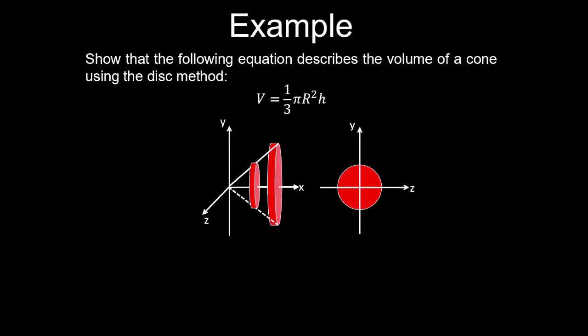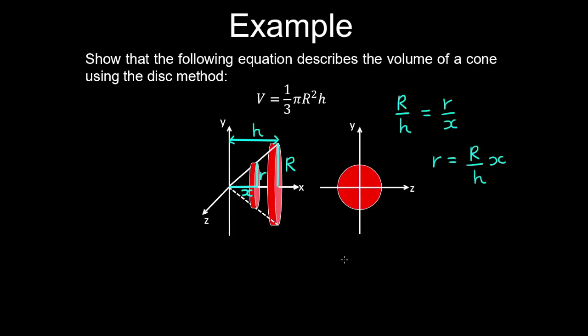Let's show the following equation describes the volume of a cone using the disk method. Well, given the cone has some radius R and some height h, and the radius somewhere along the height is defined as r, which is at some distance x from the apex, then by similar triangles, we can write r on h is equal to r on x. And therefore r can be written as R on h multiplied by x. And that's the radius of any disk along the height.